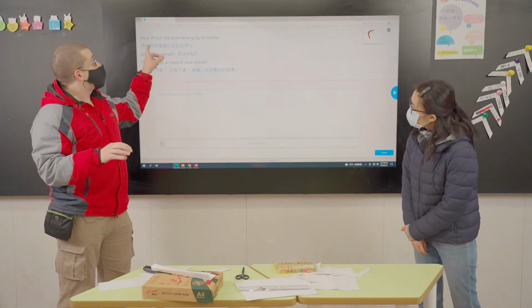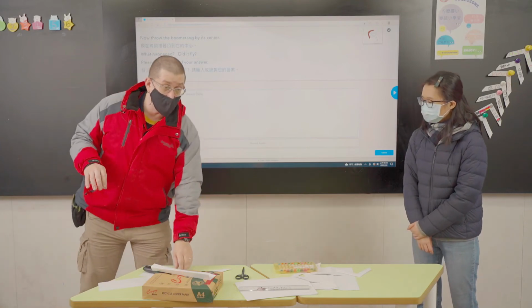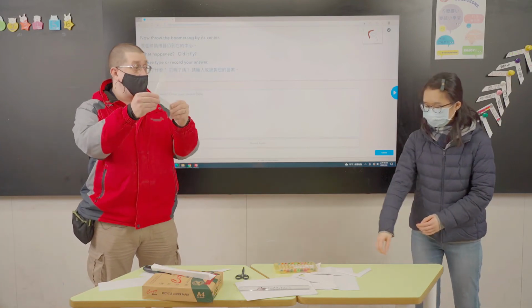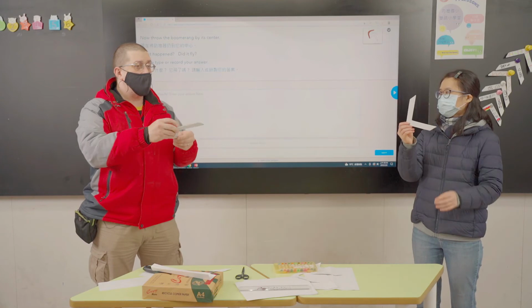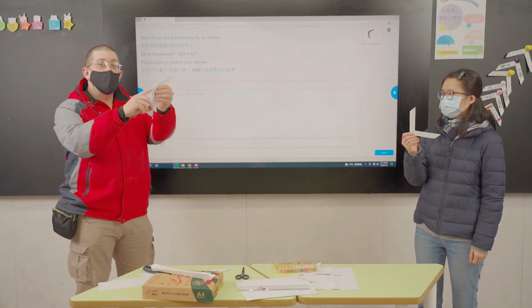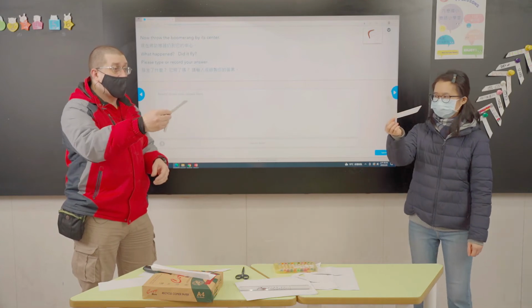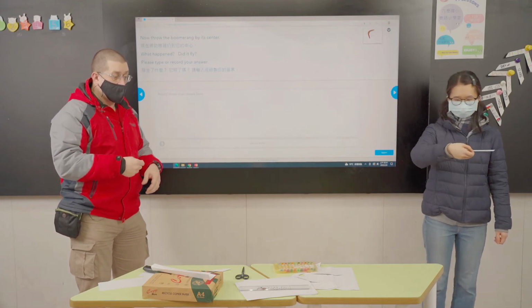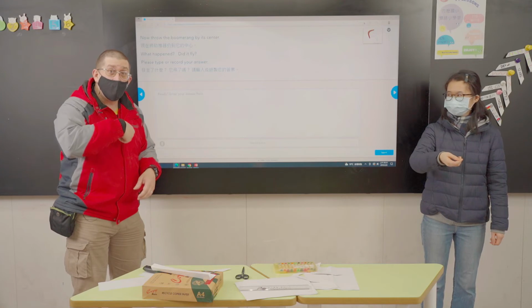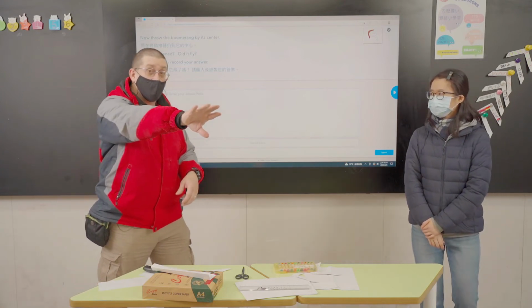So now you can throw your boomerang by its center. The first thing we're going to do is take our paper boomerang and try to throw it by holding it here in the center. So we throw it in the center and see what happens. Does it fly and come back to us? Ours flew and it went away.